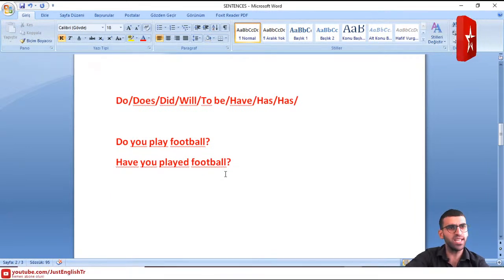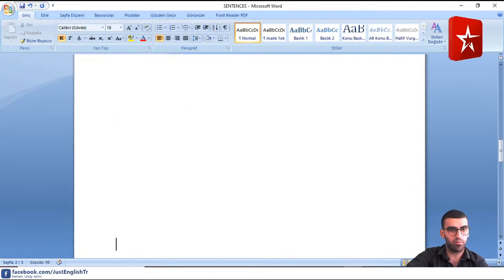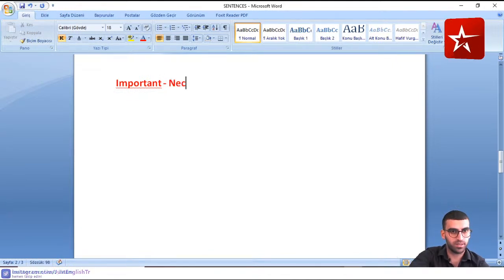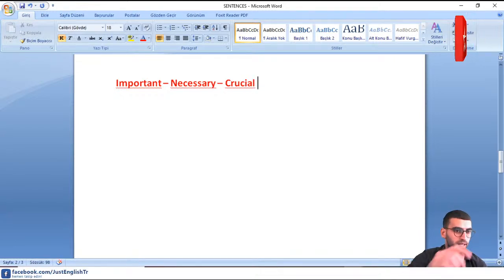Another thing is about using different words. For example, the word important, right? Can you tell me the synonyms of important? We have necessary. We use them at the beginning of the sentences. Yes, we have crucial. We have important, necessary and crucial. If you learn one word, try to learn the different synonyms of it.